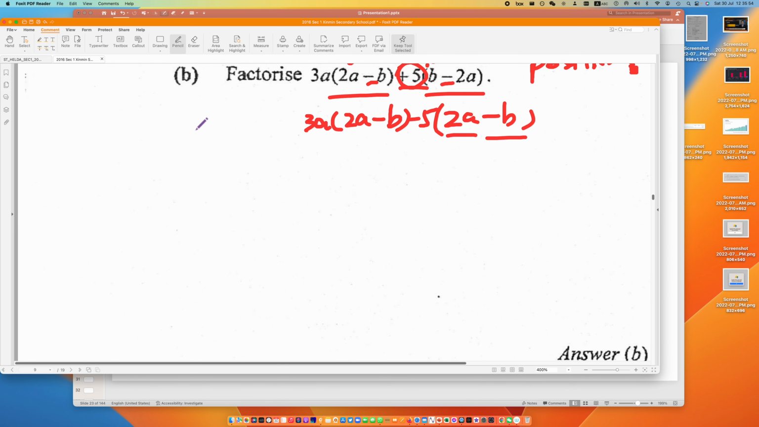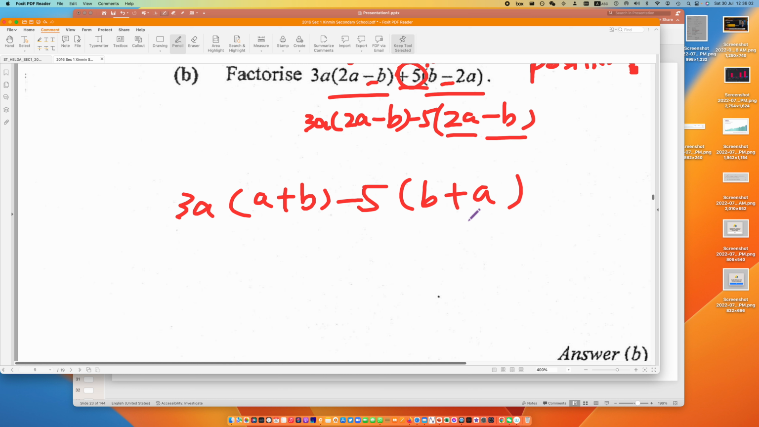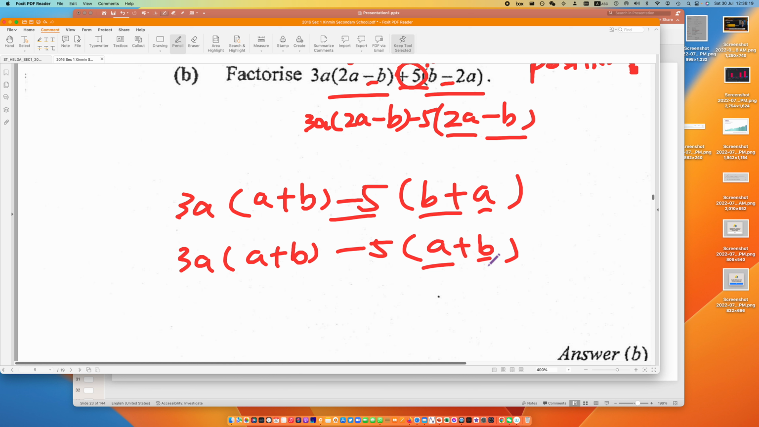Meaning what? Let me give you another question. What do you do to this? Plus 5a. Why plus 5? Because change the position of a and b. Okay, so can I ask you one question? When you change this, are they the same? For plus, are they the same? Yeah. So do you need to change the sign? No. For this case, because it's plus, so no need.